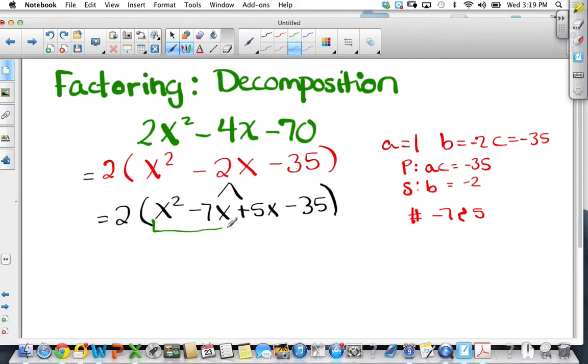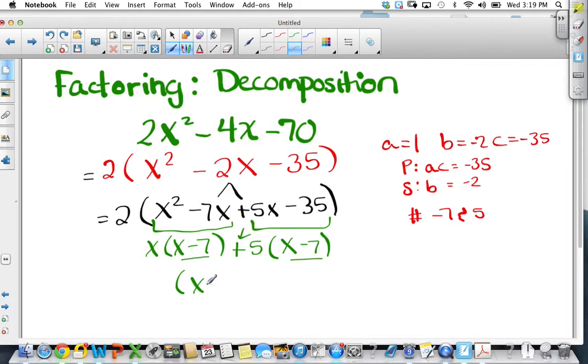I'm going to factor by grouping. GCF for the first 2 is x, left with x minus 7. GCF the second 2 is a positive 5 because that sign is positive. Bring that out. You're left with x minus 7. Notice that these are the same, so that is a common factor. And when you factor that out, you're left with x plus 5.